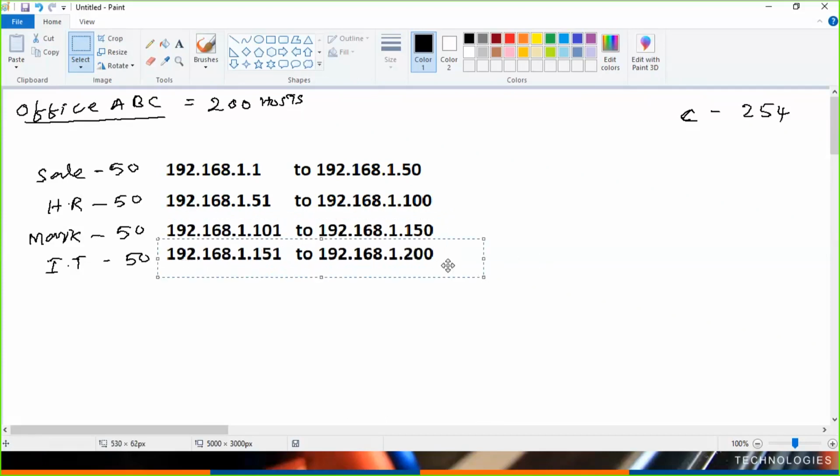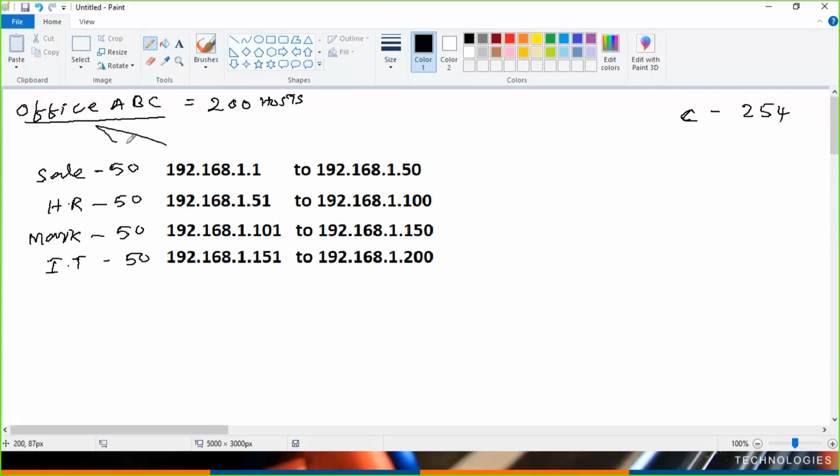But my requirement is that the sales department should not communicate with HR, HR should not communicate with marketing, and marketing should not communicate with IT. Inter-department communication should not be there. What is your solution? But we need to use the same IPs, sir, same class, same network IPs. Yes. Currently all devices can communicate because all are in the same network, but my requirement is that they should not communicate. Then what is the answer? What solution?